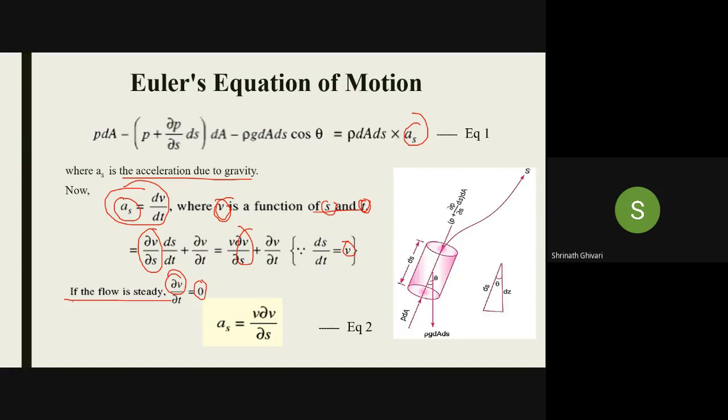So if it is not changing with respect to time, ∂v/∂t is equal to 0. So this will become 0, and we get a_s equal to v ∂v/∂s. This is our equation 2. Now we are going to substitute this equation 2 in equation 1, in the form of a_s.